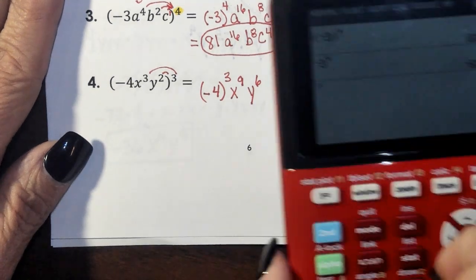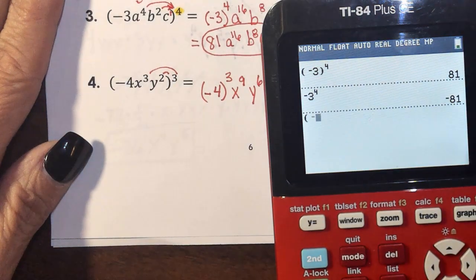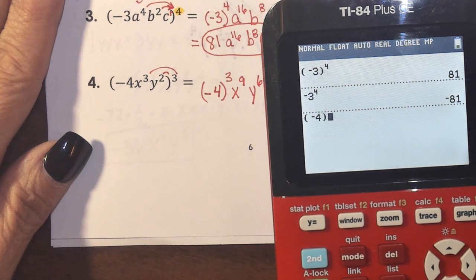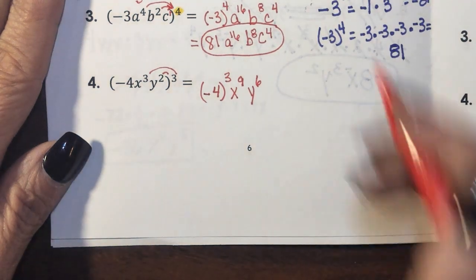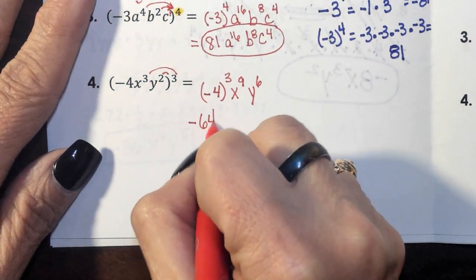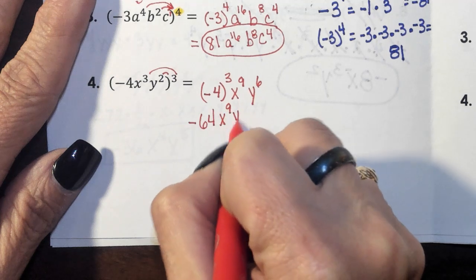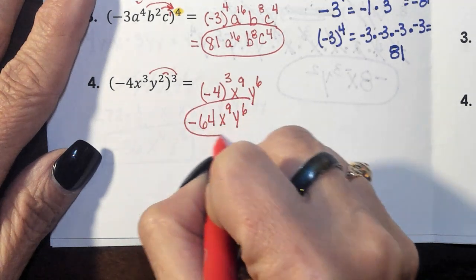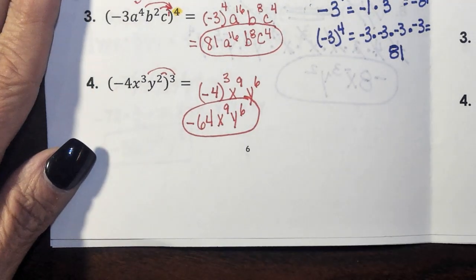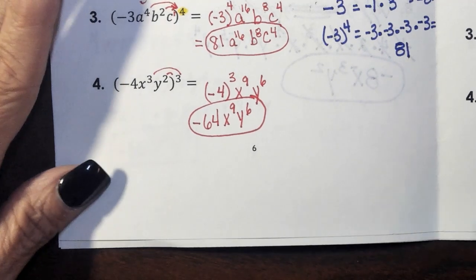So I'm going to take my calculator. And I'm going to say parentheses, negative 4, parentheses, raised to the 3rd power is negative 64. So negative 64, x to the 9th, y to the 6th. Bam. Okay, I'm going to do one more.